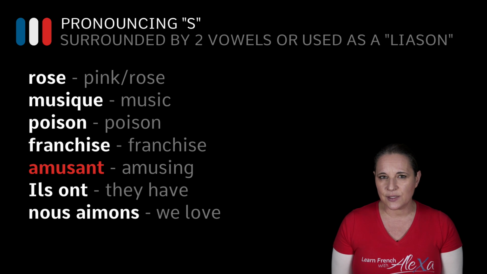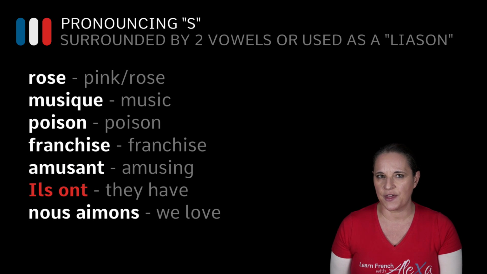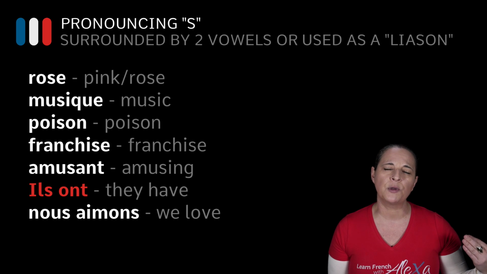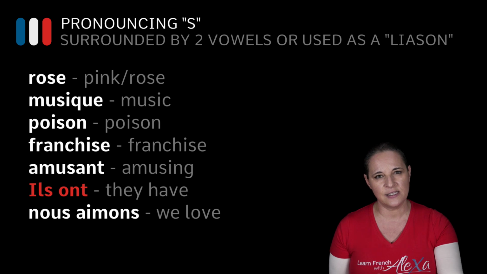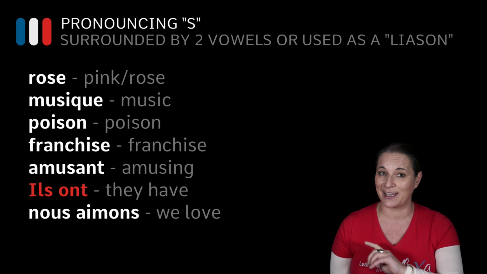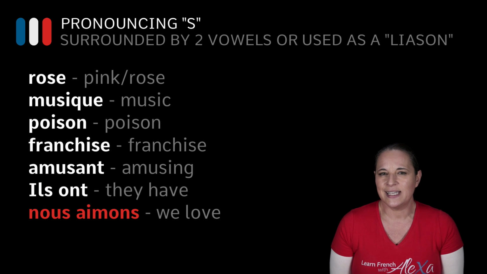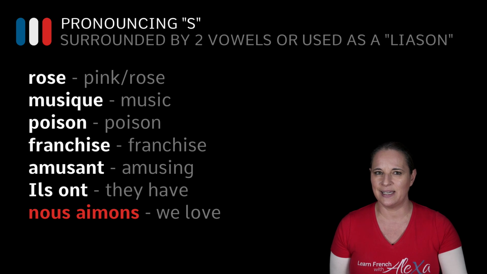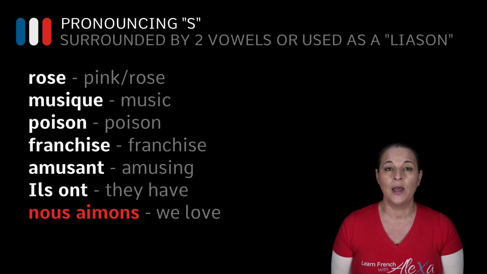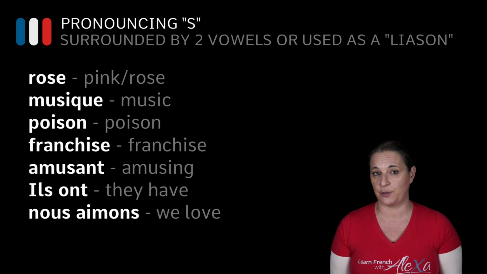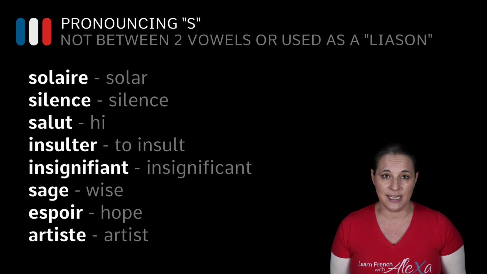Now, when it comes to liaison, ils ont, they have. As you can see, ils has an S at the end and ont begins with a vowel, so therefore we must make what we call the liaison. So, ils ont, okay? Though you do not see a Z here, you make what we call the liaison. Or nous aimons, we love. Nous aimons. Again, S at the end of nous and vowel at the beginning of aimons. Now, what happens when the S is not between two vowels or used as a liaison?